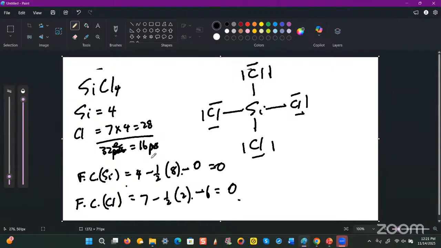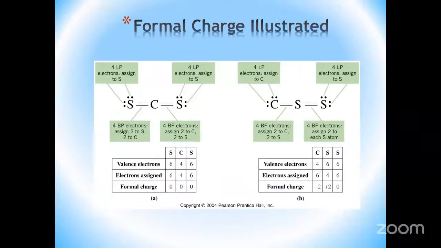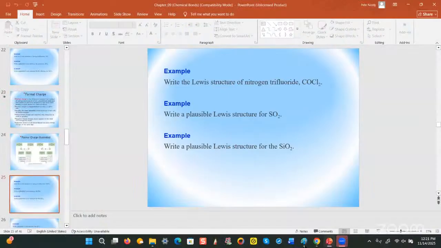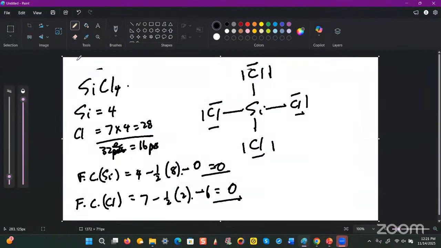So as we see here in this example, the formal charges of all the atoms are 0, which means that the entire molecule is 0 in terms of its charge. But that's not going to be true in all cases, as you're going to see shortly. In fact, let me go back to the PowerPoint. Okay, here are some good examples. Again, you're asked to determine the Lewis structures for these molecules. So the first one is COCl2. I don't remember the name of that compound.